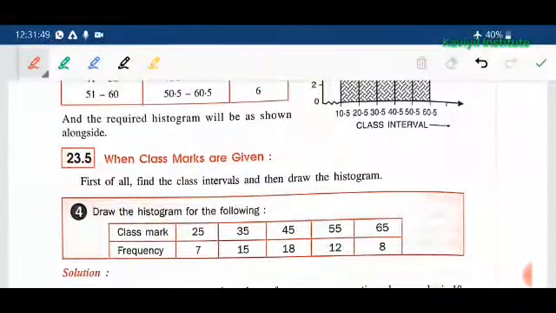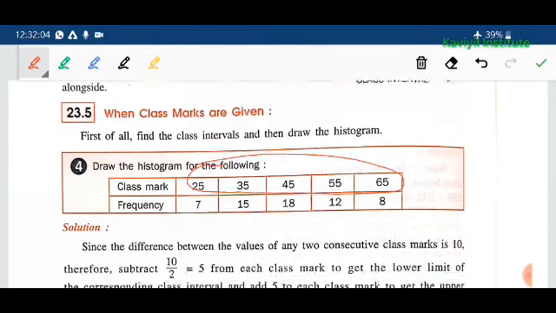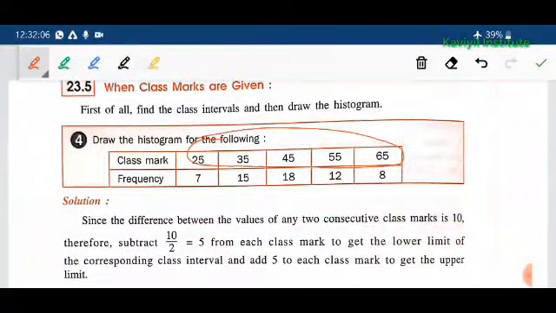Again, when class marks are given, for example here there is no class interval given, only a class mark. So how do we draw a histogram with the help of a class mark? Since the difference between any two consecutive class marks is 10, we subtract 10 upon 2, that is 5, from each class mark to get the lower limit of the corresponding class interval, and add 5 to each class mark to get the upper class limit.